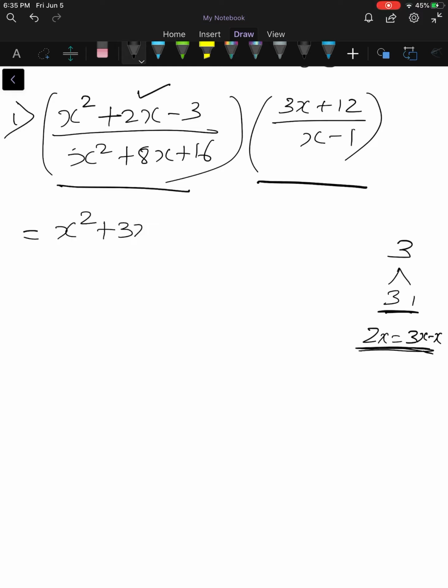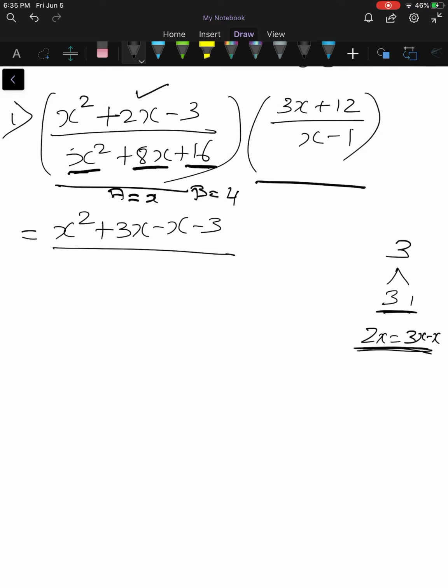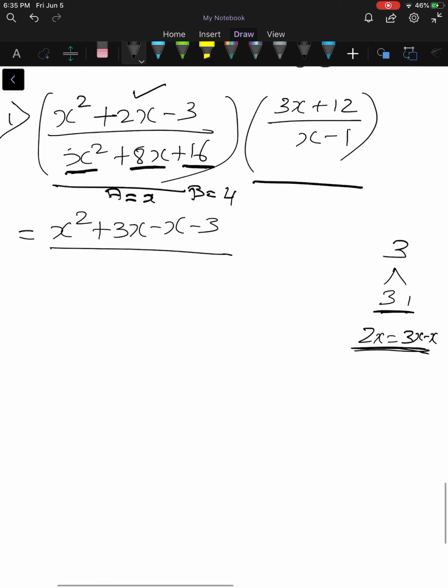That would give me x square plus 3x minus x minus 3 divided by, and the denominator is a trinomial, but you can see the first term and the last term are squares. If you consider a to be x, and what is the number that squared twice gives us 16, that is 4, and b to be 4, can you express the middle term as 2ab? Let's check it. 2 times x is 2x times 4 is 8x. Of course, definitely it is 8x in the middle term.